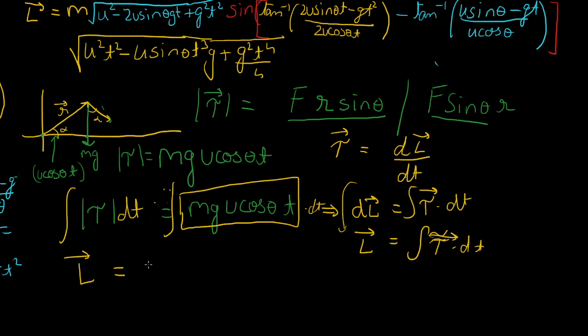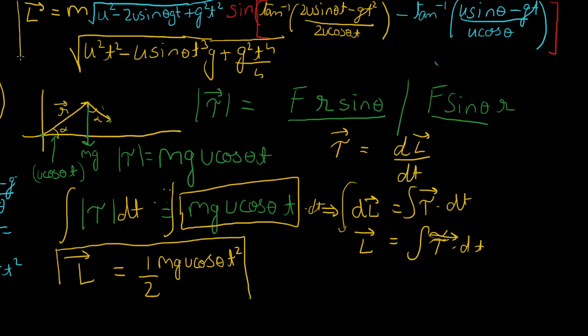So we are left with 1 by 2. We know that the integral of t dt is t square by 2. So we get 1 by 2 mg u cos theta t square by 2. So this is also what we get. Now hopefully, if we simplify this equation, if we apply manipulation and all, we should be reaching this simple formula.